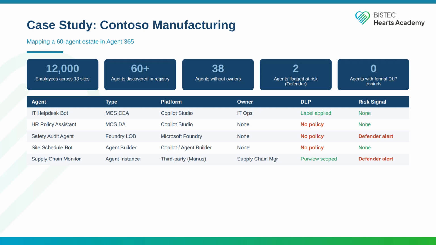Looking at the registry sample, the IT helpdesk bot is an MCSCEA type built in Copilot Studio, owned by IT Ops, with a sensitivity label applied, one of the better governed agents in the estate. The HR policy assistant is an MCSDA type, a declarative agent, with no owner assigned and no DLP policy. This is the pattern across the 38 ownerless agents. The 4-pillar governance gap at Contoso Manufacturing: observability, governance actions, security controls, and agent instance registration, is what we solve in this session.